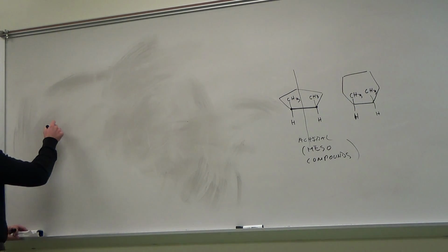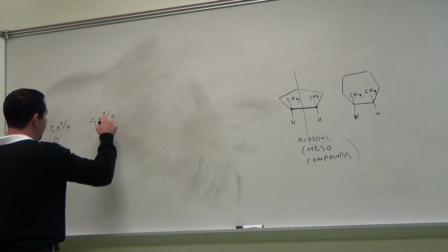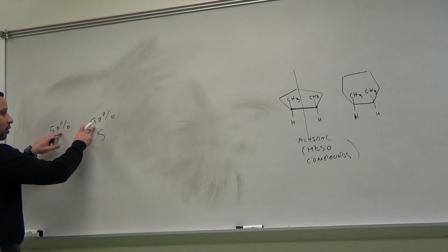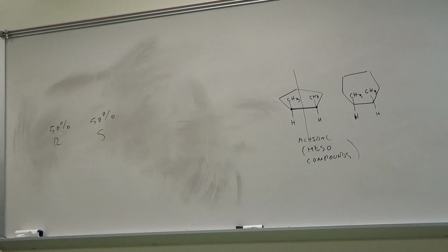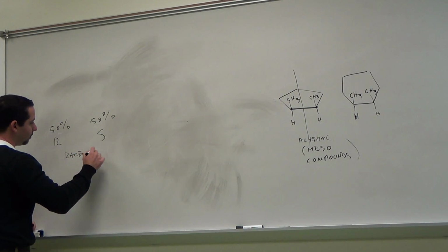But if you have 50% of R and 50% of S, 50% is going to rotate that plane polarized light in one direction, and the other 50% is going to rotate the plane polarized light. Is it in the same direction or in the opposite direction? In the opposite direction. If you have 50% of both, do you see any optical activity? That's what that's called, optical activity, when it rotates the plane polarized light. You do not see any optical activity if you have 50% of both, and this is called a racemic mixture.